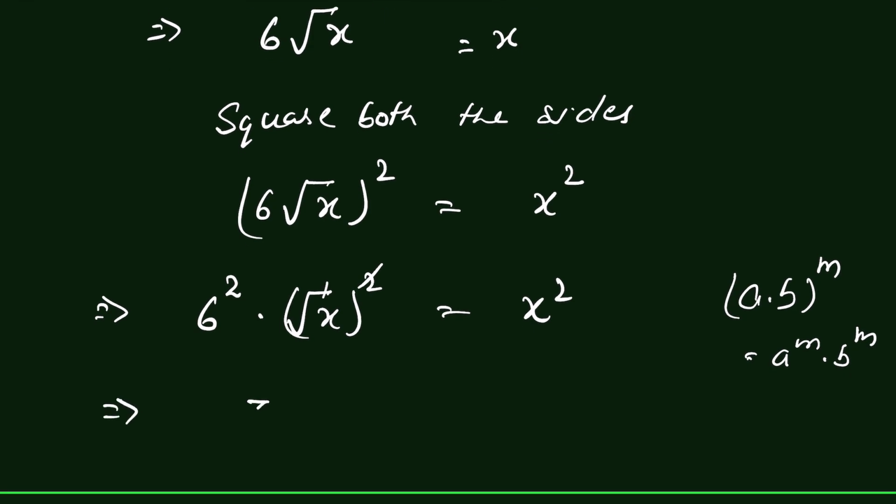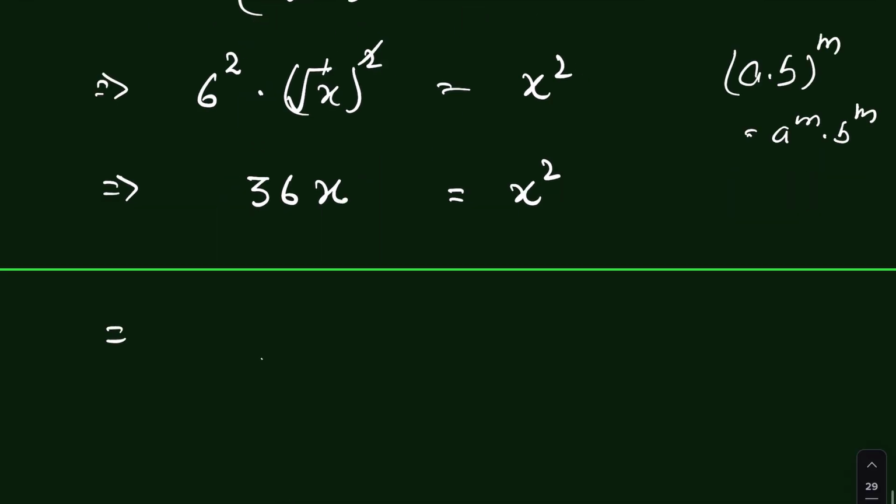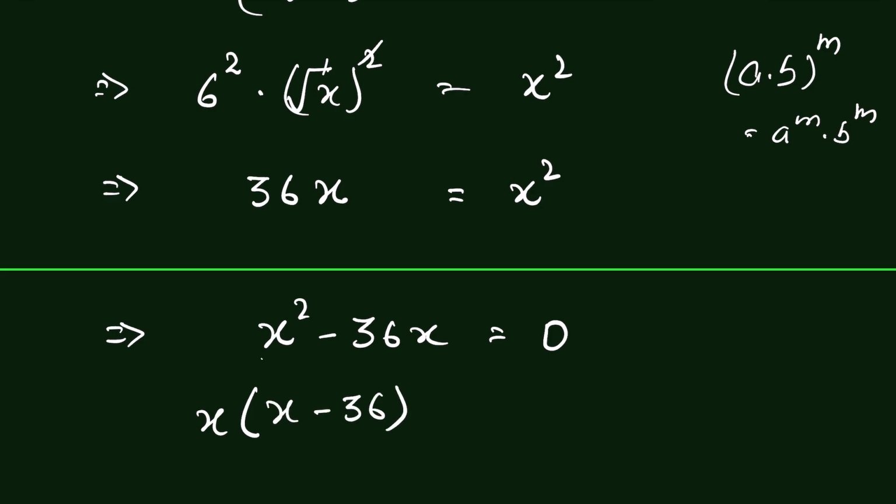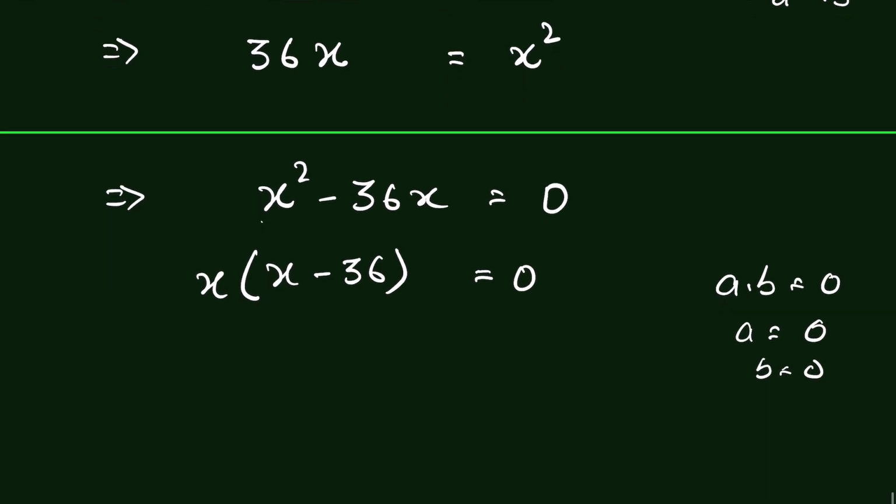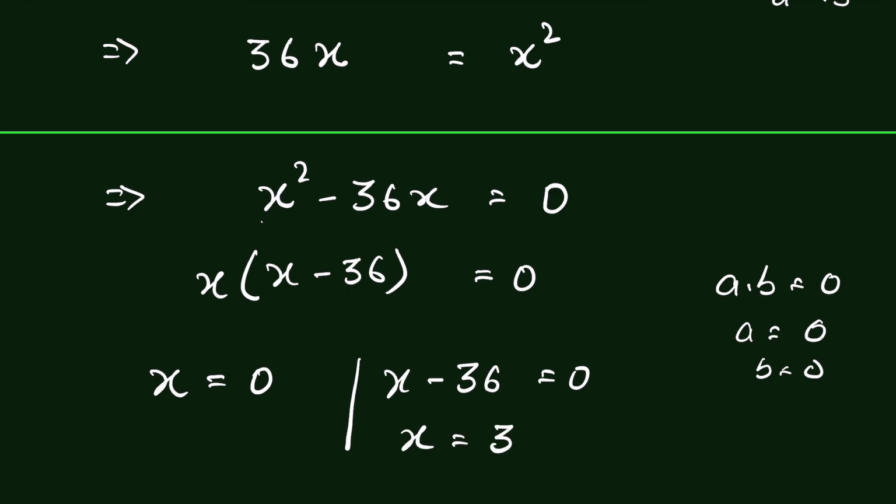6 square is 36. So 36x is equal to x square, or we can write here x square minus 36x is equal to 0. Take x common, so it will be x times x minus 36 is equal to 0. Now when a times b is equal to 0, then either a is equal to 0 or b is equal to 0. Therefore, it means x is equal to 0 or x minus 36 is equal to 0. When x minus 36 is 0, x is equal to 36.